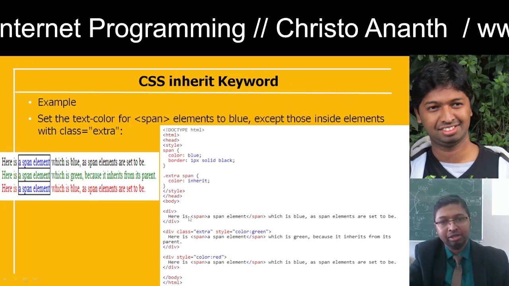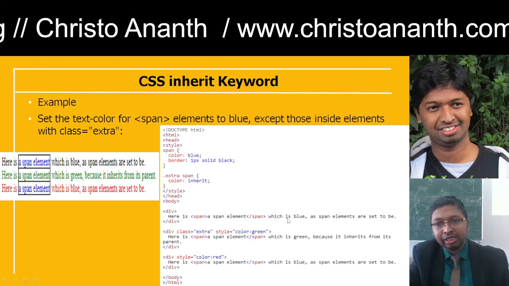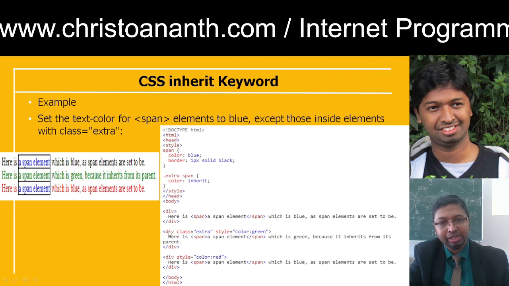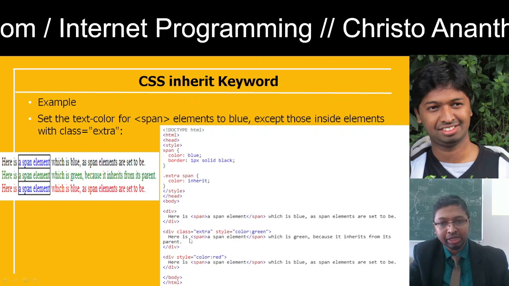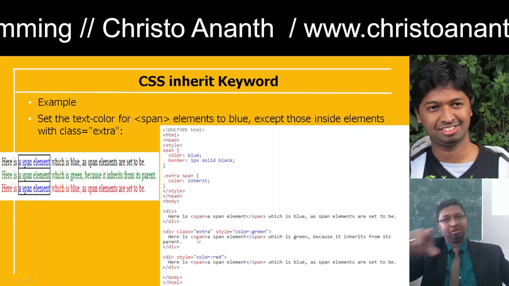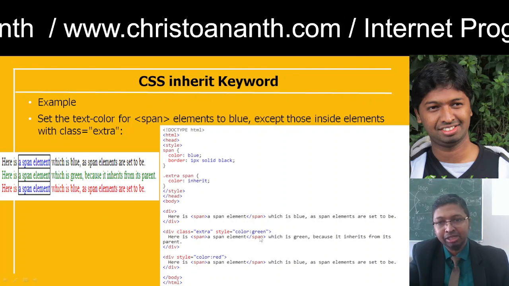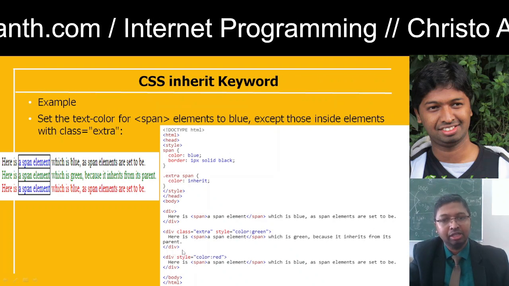Div, here is a span element, which is blue, as span elements are set to be, then close the div. Then again div class extra, style color green. So here is span, which means you are specifying within the box. So this one you'll have a span element, close span, which is green because it inherits from its parent. Then close the div.